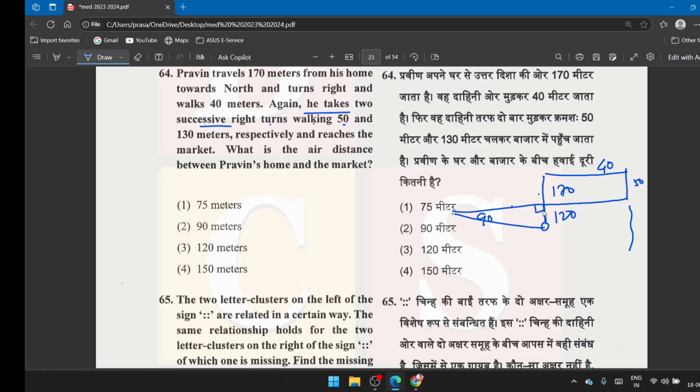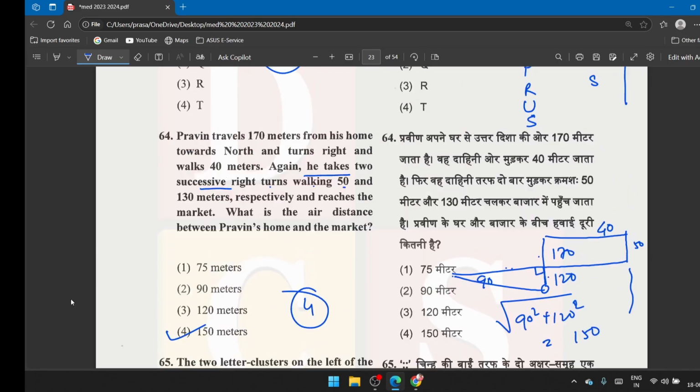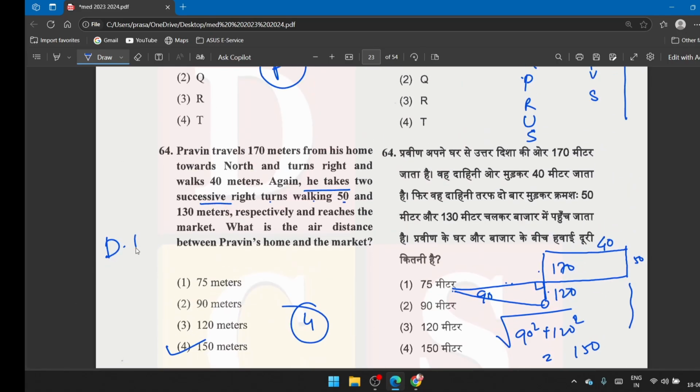Okay. This is a right angle triangle. This is 90. This is 120. So root over 90 square plus 120 square will give you 150. That is the option. Okay. This is a clear cut Pythagorean theorem. This is a question of direction and distance, DD.